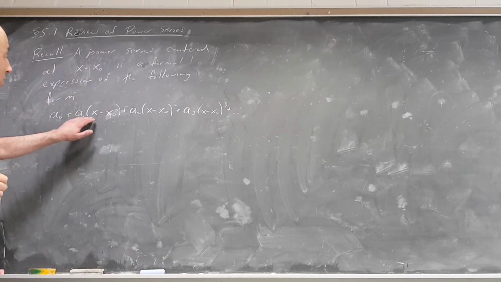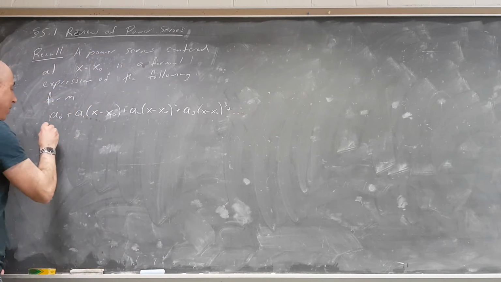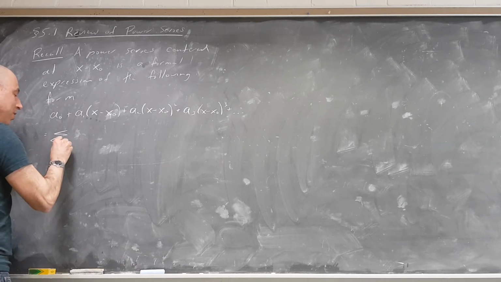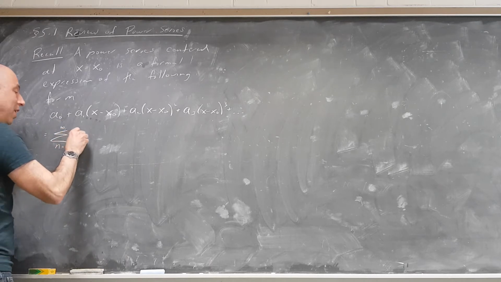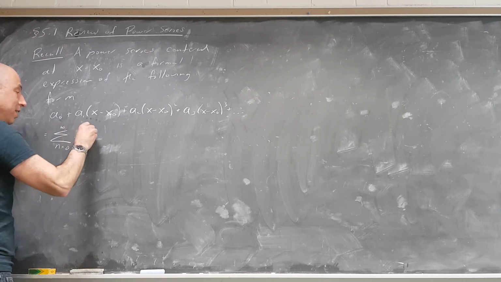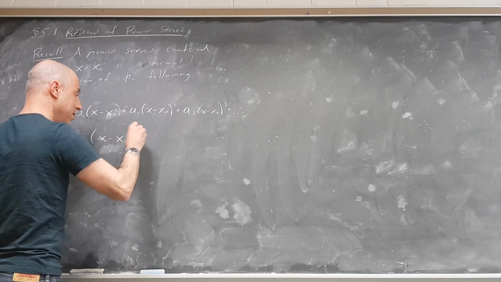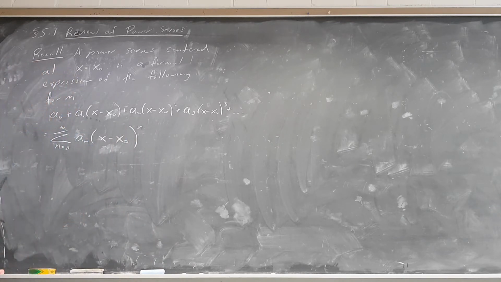And I can write this using sigma notation. I can write this as the sum as n goes from 0 to infinity of a sub n times (x minus x naught) to the nth power. This is just a nicer, shorthand way of writing this.